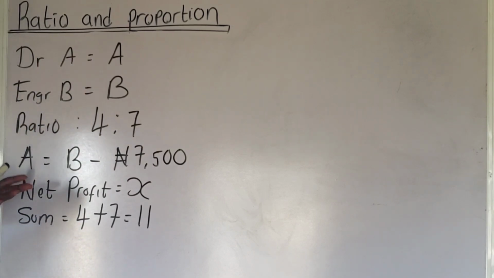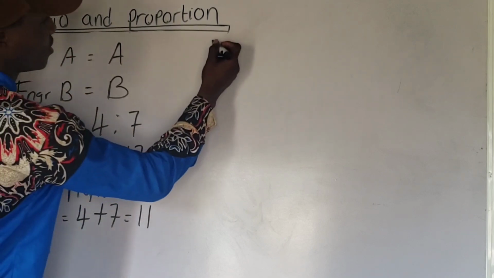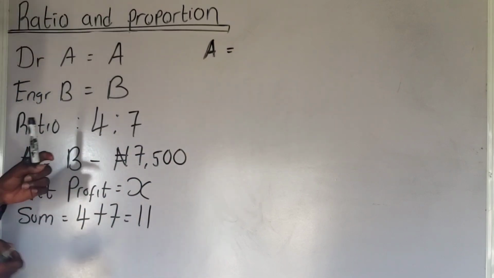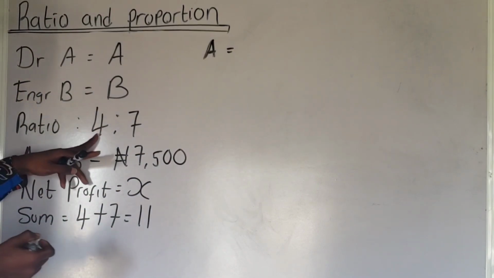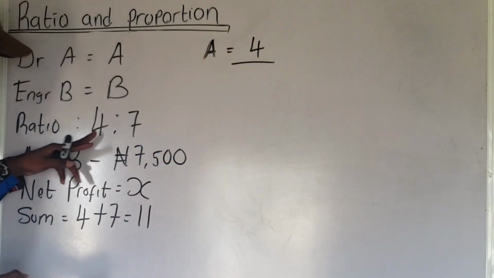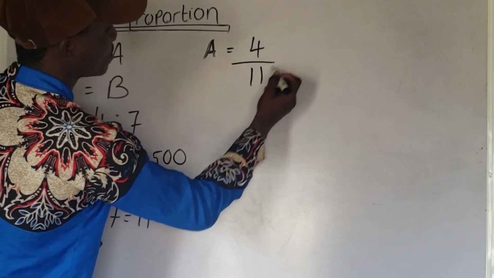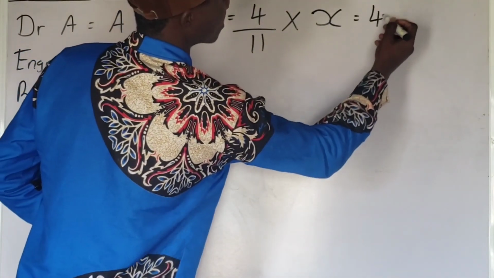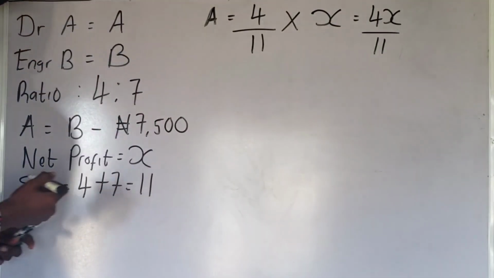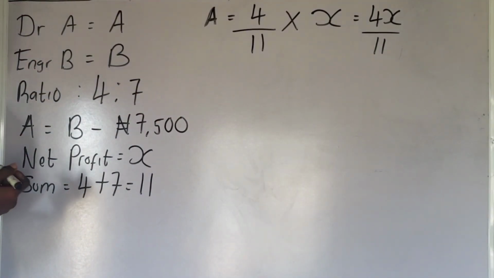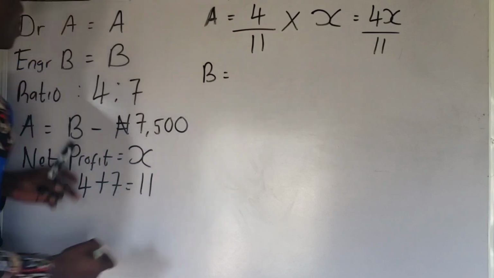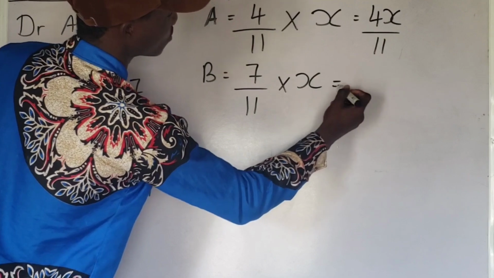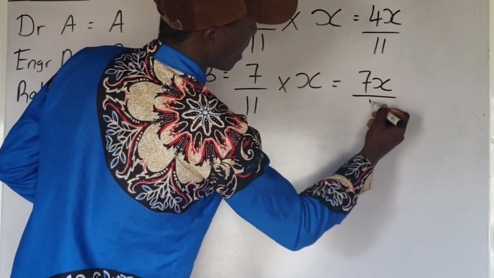I want to determine the amount that Dr. A shares. So the share of Dr. A is equal to the ratio of Dr. A, which is 4, over the sum of ratio, 11. So I'm going to have 4 over 11 multiplied by X. Do you understand? Now this will be 4x all over 11. Now I want to determine the share of Engineer B. The share of Engineer B will be equal to 7 over the sum of ratio multiplied by the net profit. That will be 7x all over 11.